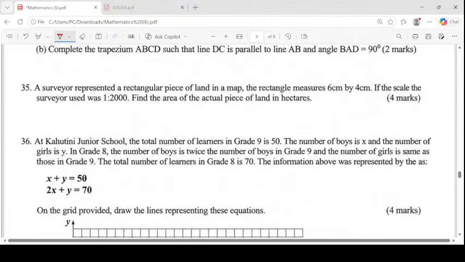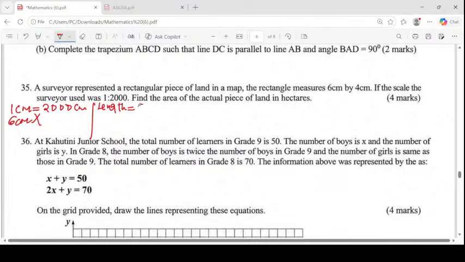A surveyor represented a rectangular piece of land in a map. The rectangle measured 6 centimeters by 4 centimeters. If the scale the surveyor used was 1:2000, find the actual area of the piece of land in hectares. So 1:2000 means 1 centimeter on a map represents 2000 centimeters on the actual ground. What about 6 centimeters on a piece of map? So let me get the actual length.